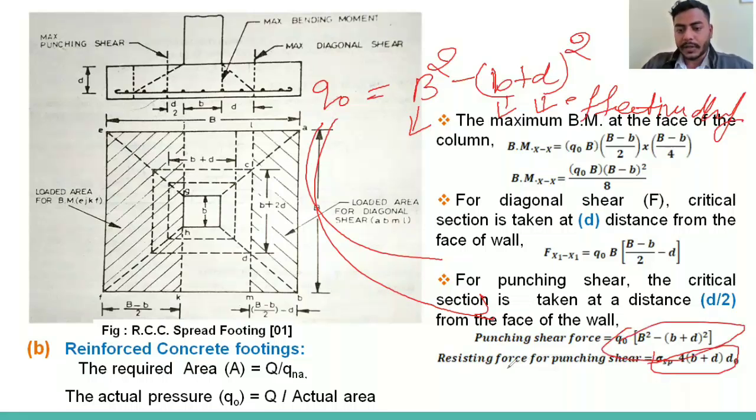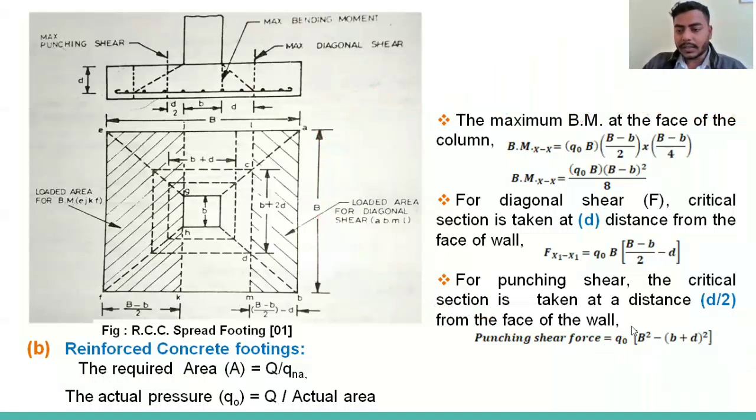At this point, what are we going to do? So this was the punching shear force. This is the external force causing the punching shear on the footing. So what is the resistance to punching shear? Who will resist this punching shear? What is the material of the footing?